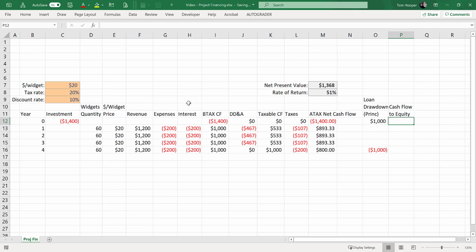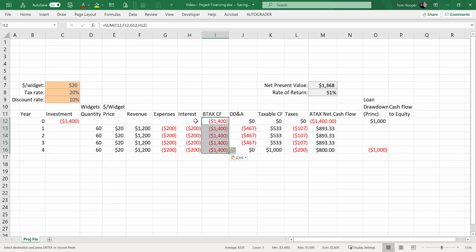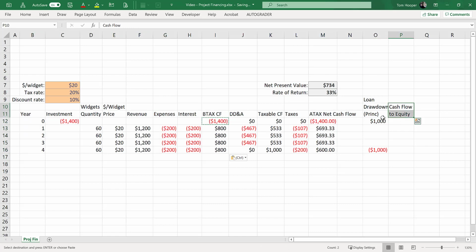Well, before I incorporate this new column that I just added, we have a 1368 NPV and a 51% rate of return. But if I'm going to reflect these interest expenses, then my before-tax cash flow needs to include them. So I'll add that in. Copy, paste. We went from 51% rate of return down to 33% rate of return from a project perspective. Now, our primary interest is not how the project does as much as how the equity does. So let's look at how the cash flow to equity would change.